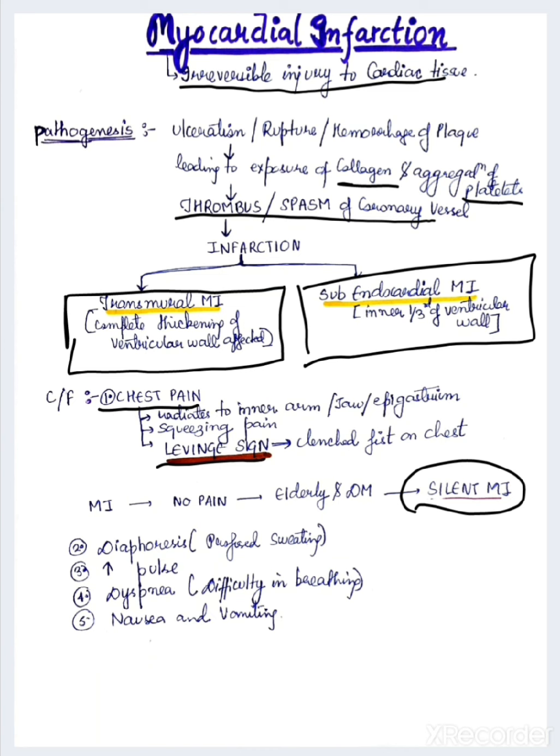Second feature is diaphoresis, means profuse sweating. Third is increased pulse. Dyspnea means difficulty in breathing, and nausea and vomiting. So the 5 features of myocardial infarction are chest pain, which radiates to inner arm, squeezing pain, Levine sign. Second, diaphoresis. Third, increased pulse. Fourth, dyspnea, and fifth, nausea and vomiting.